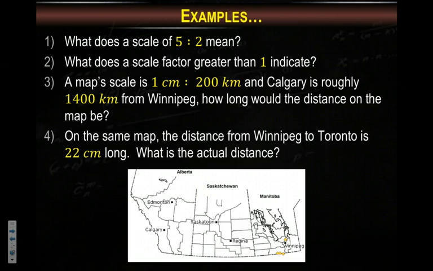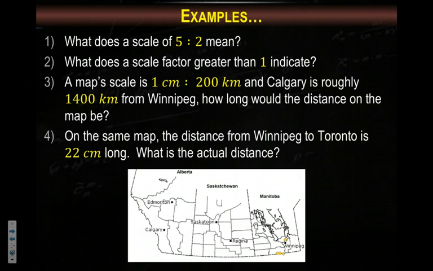Okay? Is that drawing an enlargement or a reduction? Okay, are you sure? Yes, it's an enlargement, right? What does a scale factor greater than 1 indicate? It's larger, yeah, right? Now, here's a map.